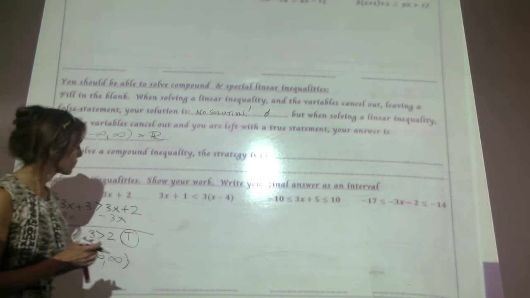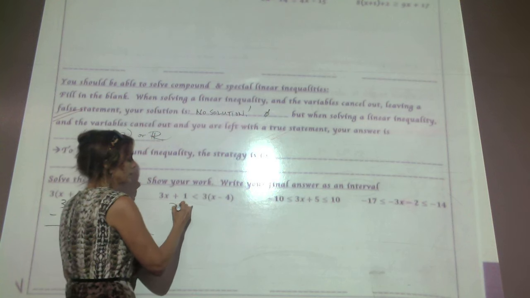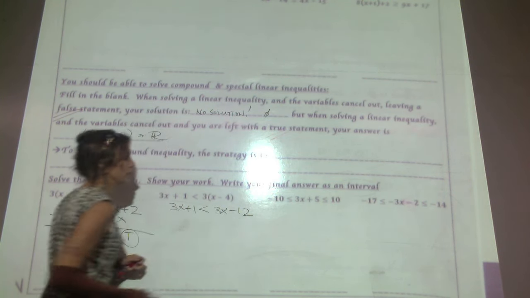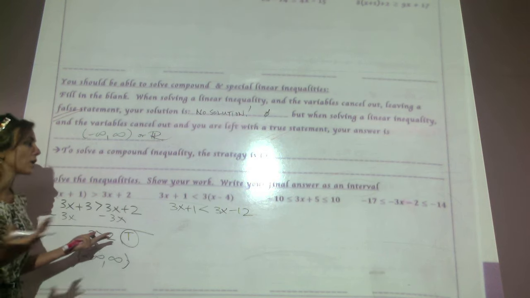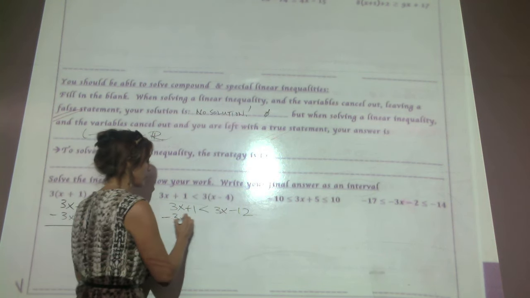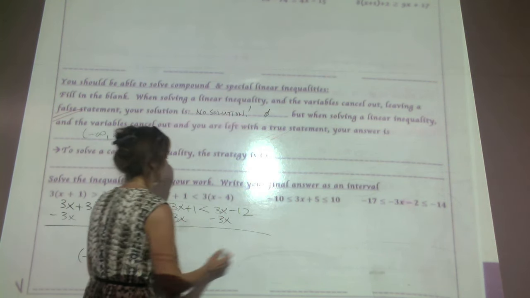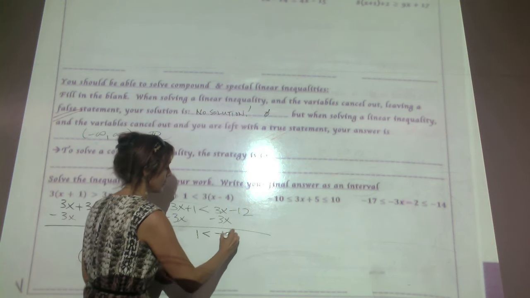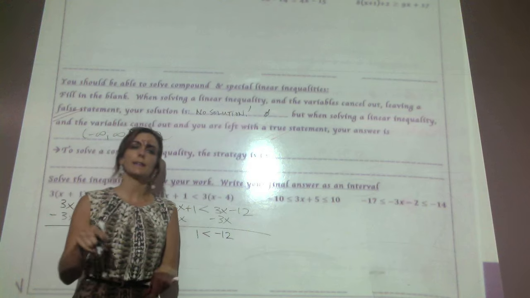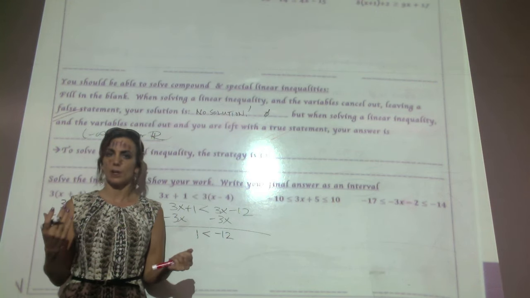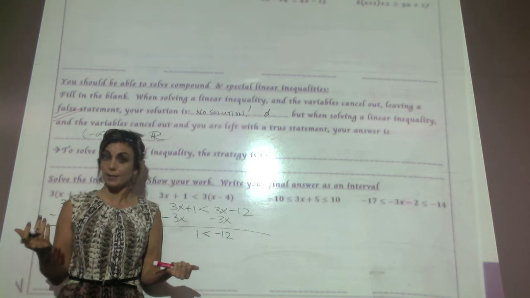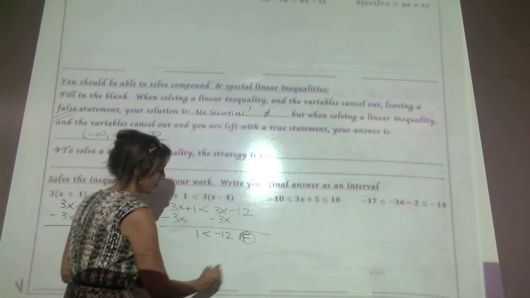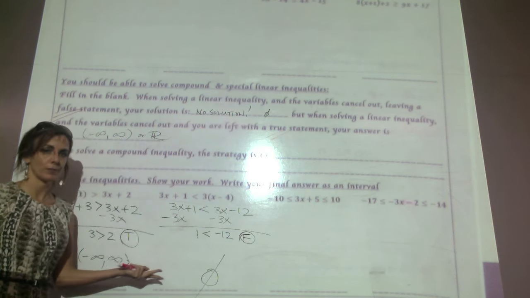Let's try this one. 3x plus 1 less than 3x minus 12. Again, let's get rid of our variables by subtracting 3x on both sides. And I get a resulting statement of 1 is less than negative 12. True or false? Well, we know 1 is actually greater than negative 12, so this is a false statement, which means that my answer is no solution, or the null set.